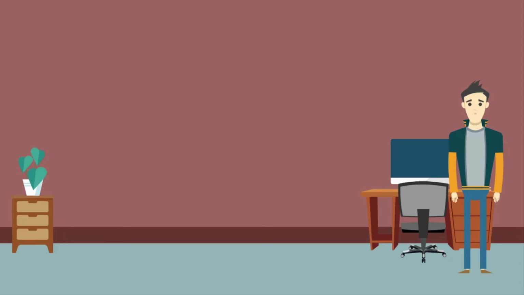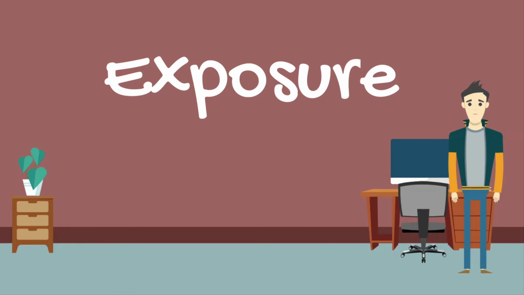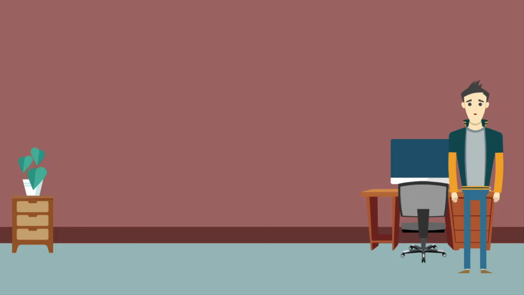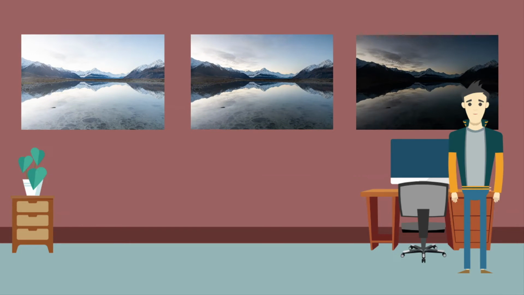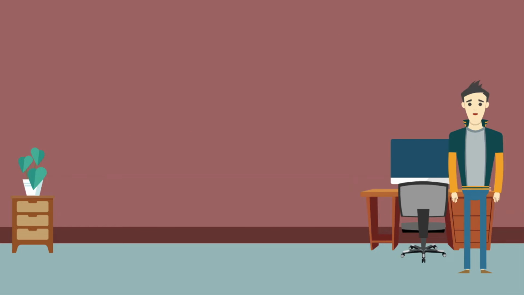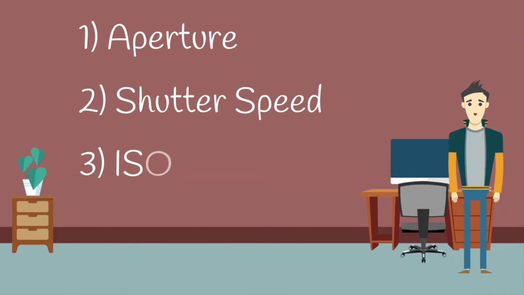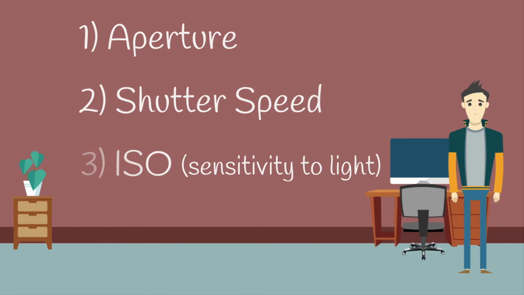Now that light is coming into the camera, we would need to control the amount of light that will be recorded. In photography, this is called exposure. Exposure means how bright or dark the photograph will be, and this is controlled by three settings on your camera: the aperture, shutter speed, and ISO, or how sensitive to light your digital sensor or film is.